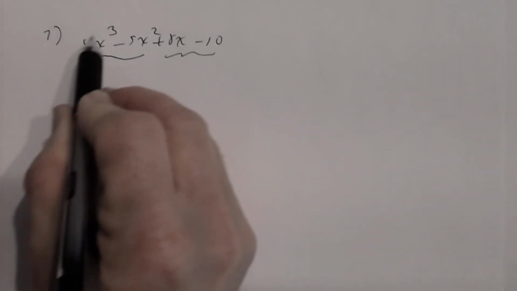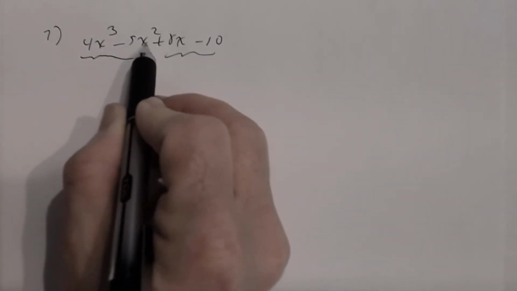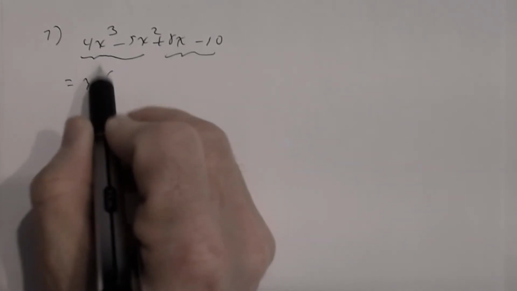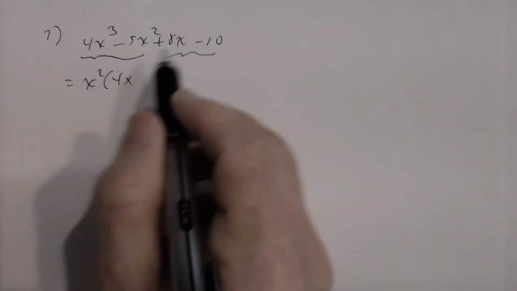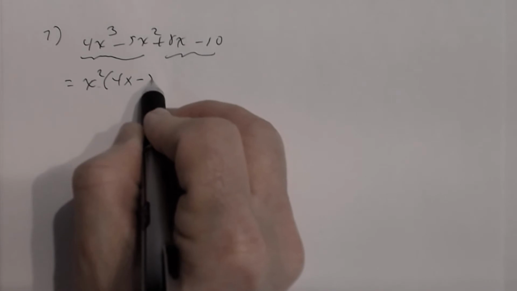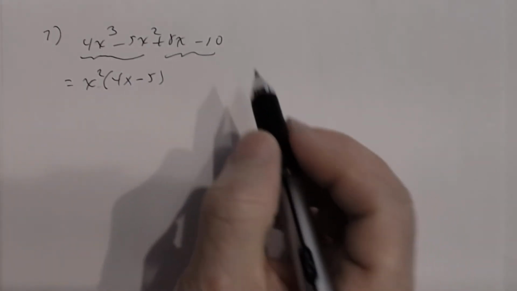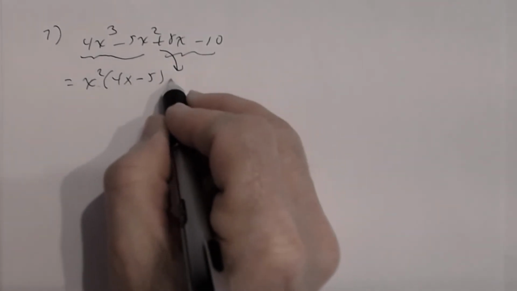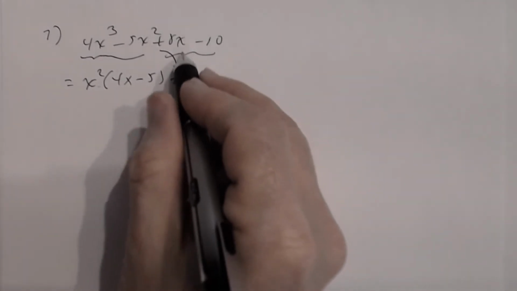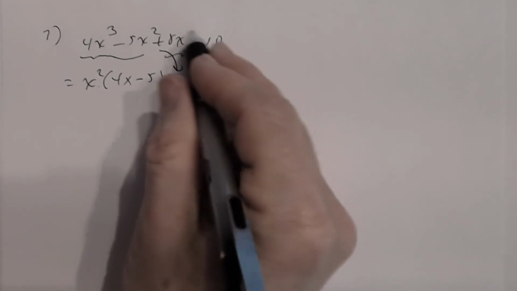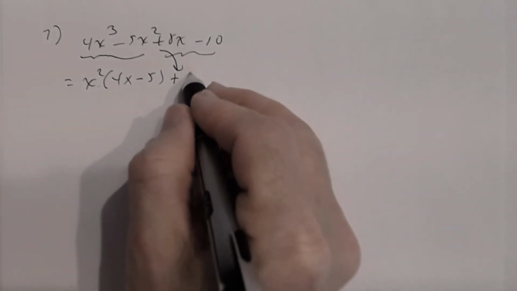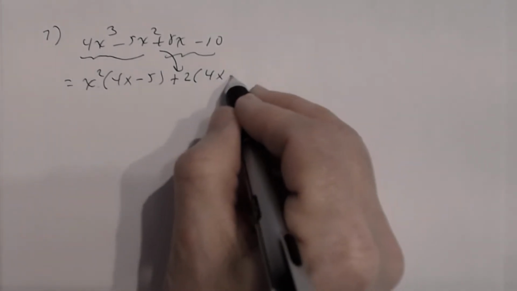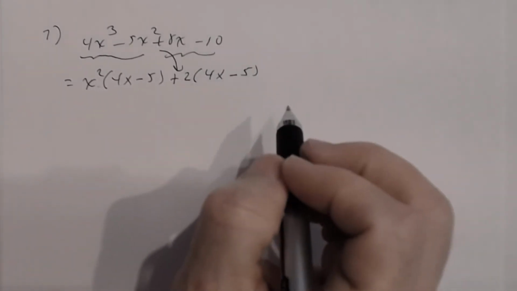So in the first group, I can factor out an x squared. So I get x squared times, and then x squared times 4x is 4x cubed, and then x squared times a negative 5 is a negative 5x squared. In the second group, you remember, you always factor with the middle sign, so it will be a positive GCF. The GCF of the second group is 2, and so I get 2 times 4x is 8x, and then 2 times a negative 5 is a negative 10.